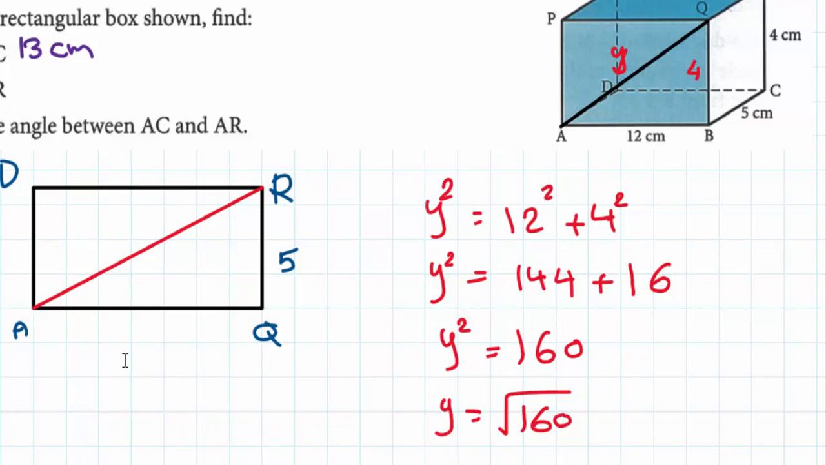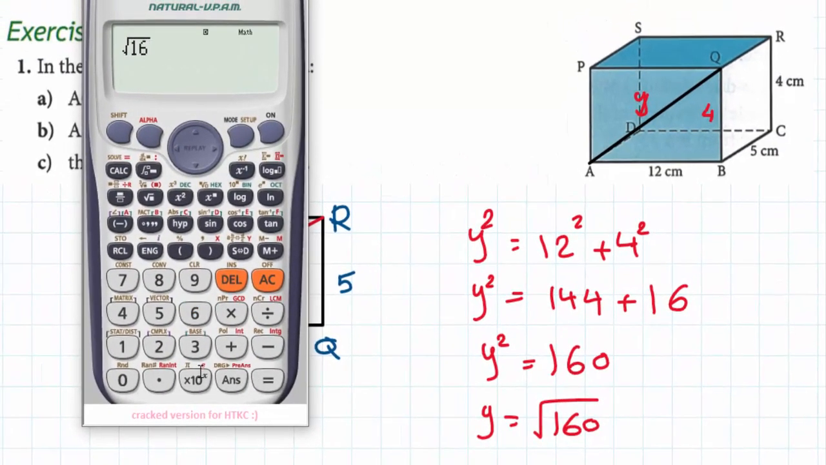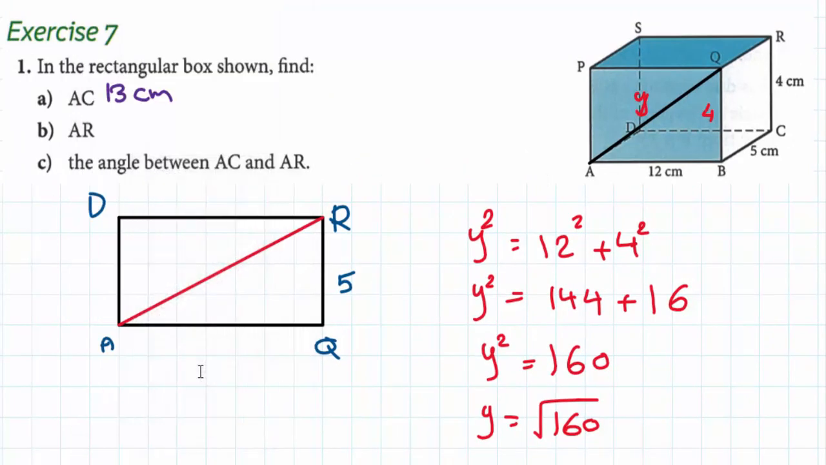So let's calculate the square root of 160. The square root of 160 is equal to 12.64. So AQ is 12.64 centimeters. We got the length of AQ. Now we are ready to find AR.